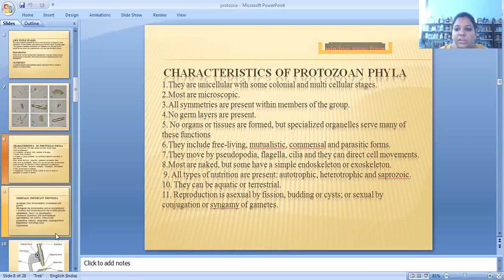They move from one place to another with the help of organs like flagella, pseudopodia, cilia, etc. They may have an endoskeleton or exoskeleton, but it is very primitive, or you can say in a simpler form. They may be aquatic or terrestrial. Reproduction is generally by binary fission or budding or sometimes cyst formation, or if it is sexual reproduction, then either by conjugation or syngamy of the gametes. So these were a few of the characteristics of the phylum Protozoa.